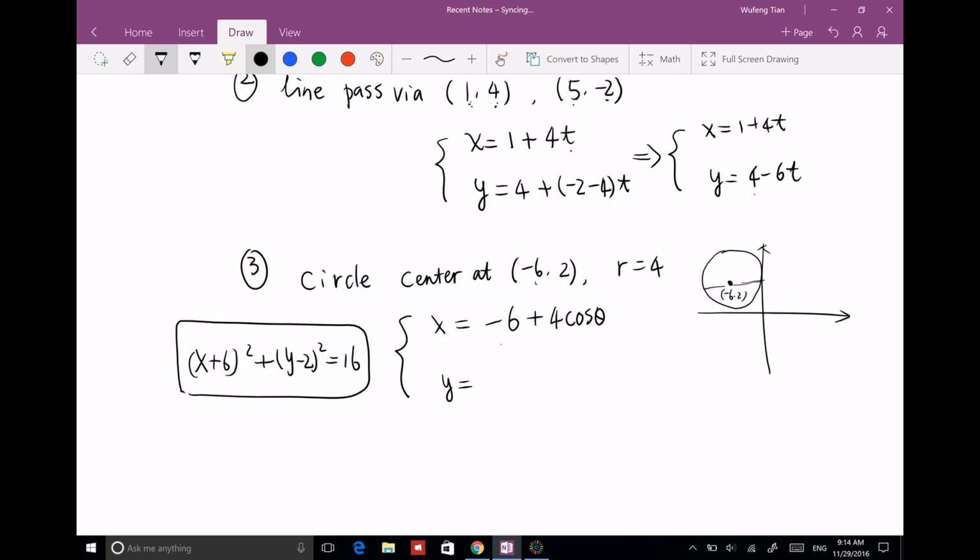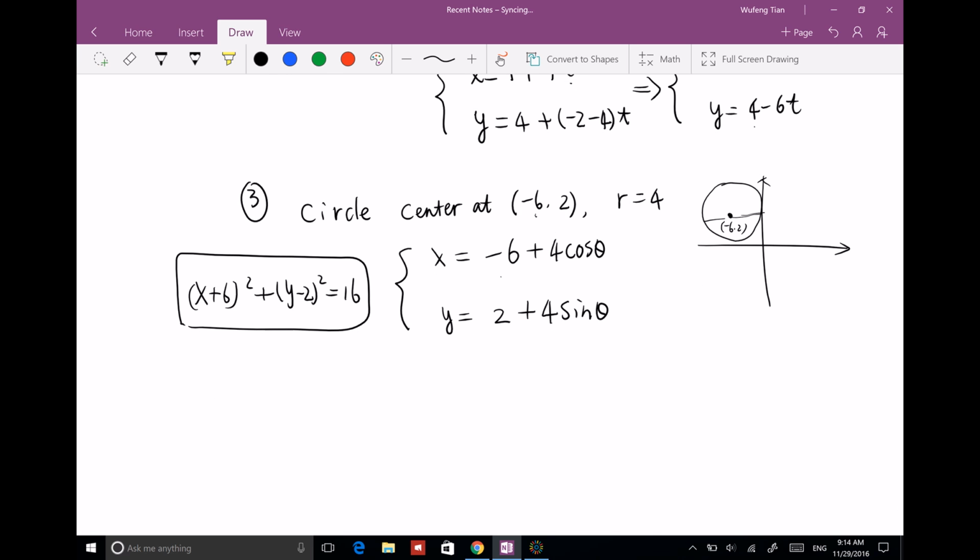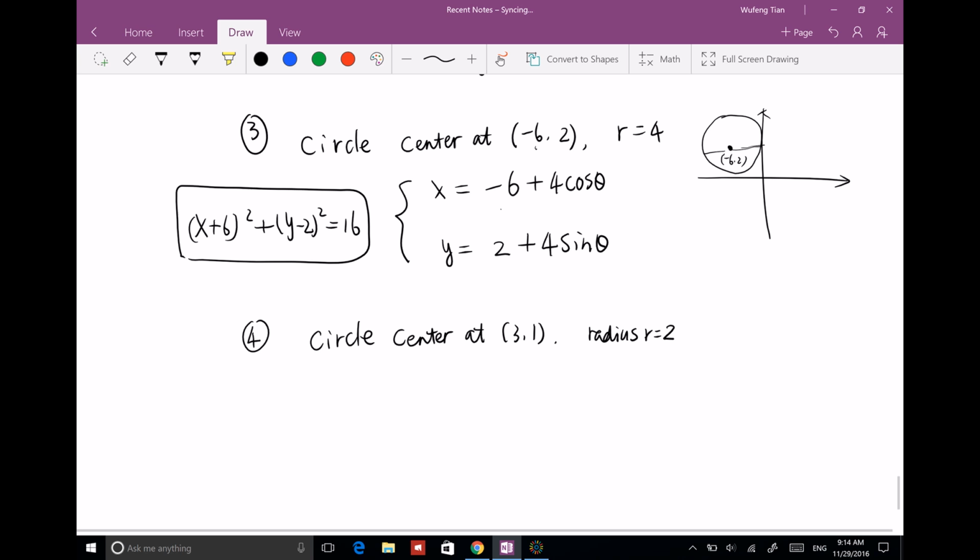How about the y value? 2 plus 4 sine theta. Very good. Perfect. Thank you very much. So y equals 2 plus 4 sine theta. Alright, so next one. Circle center at 3, 1 and radius 2. R equals 2. Okay, I'll give you 1 minute.